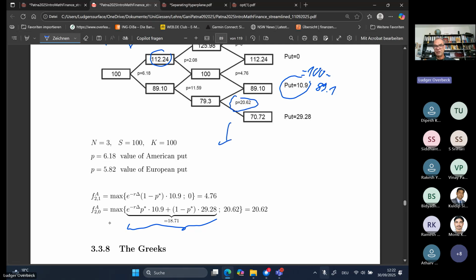So the Snell envelope will have the value, non-execution, the discounted expectation of the future states. There are only two. If it's going down and it's going up, it's P star times this one. And of course, the discounting is like this. Then you get 18.71. So this means here to wait and not to execute gives you less money than to immediately execute.